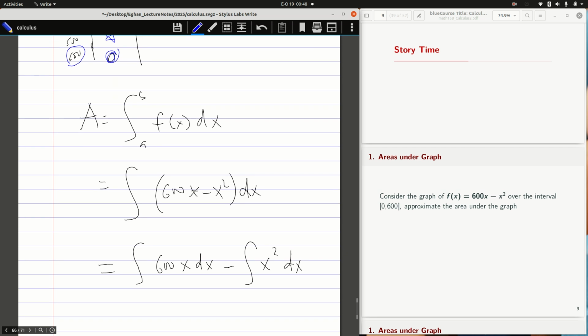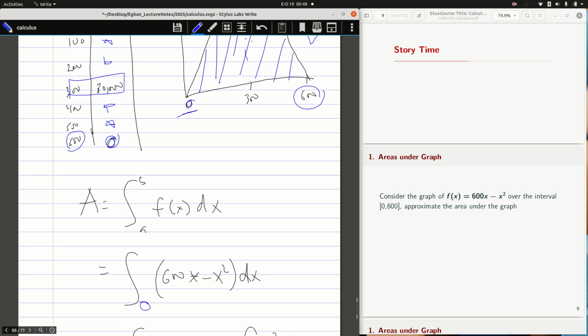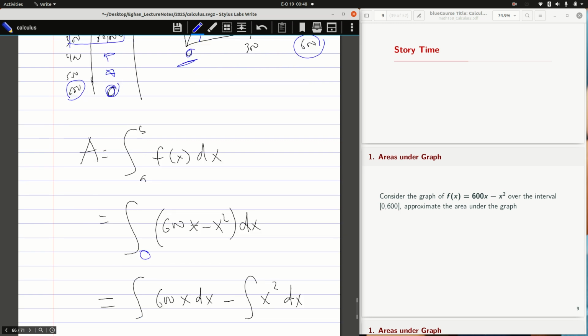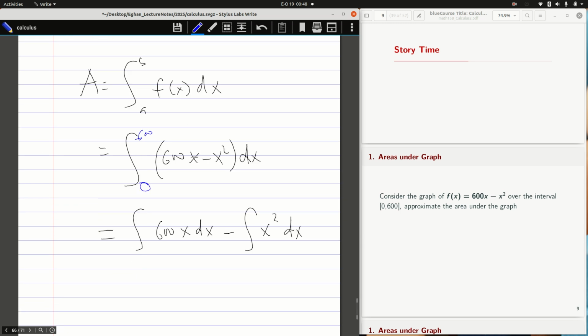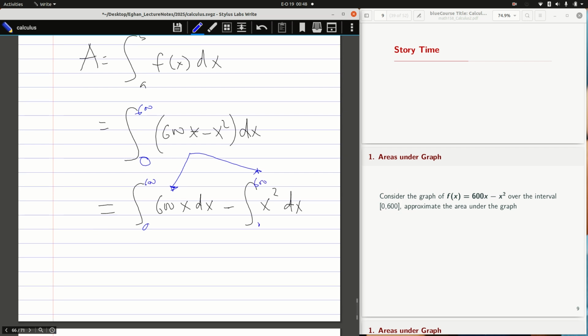What is the limit for a? Start from 0. a is your lower limit, 0, and then b is your upper limit, 600, of the function dx. By the sum and difference rule, I can break this down into these two separate things if you want it that way. And so 0 to 600 of this, and then 0 to 600 of that. Okay, and then integrate it separately. By the power rule, I'm going to get 600 over 2 x squared over the limit 0 to 600 because it's a definite integral, minus, by the power rule, I'm going to get 1 over 3 x cubed, 0 to 600.